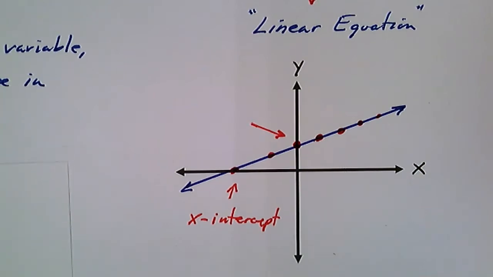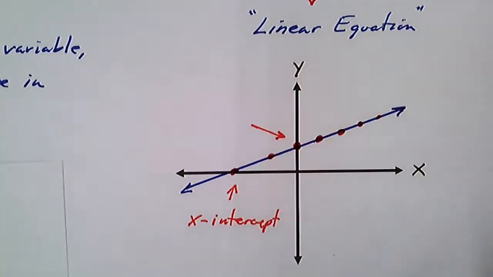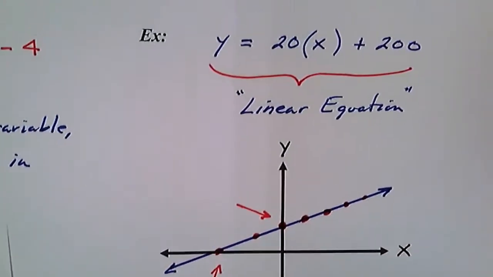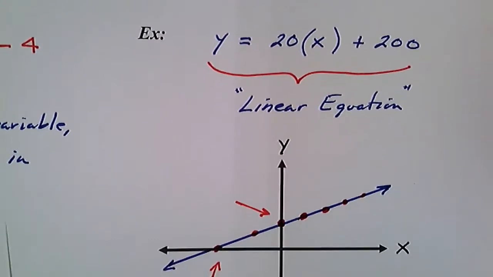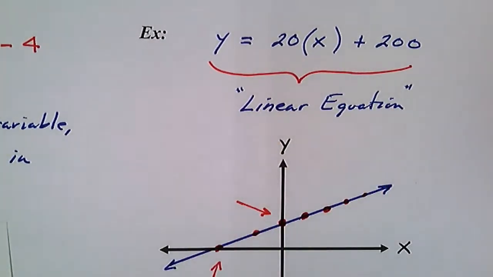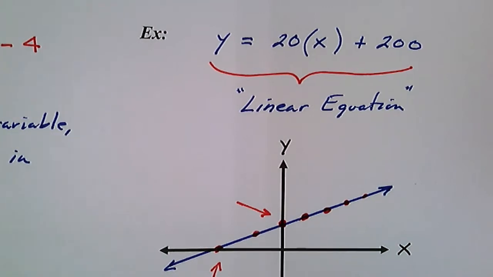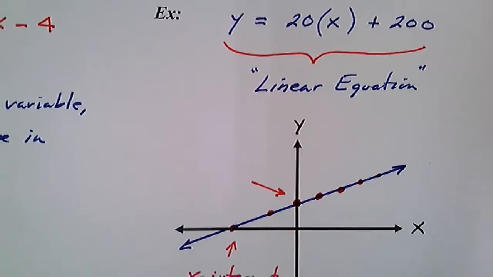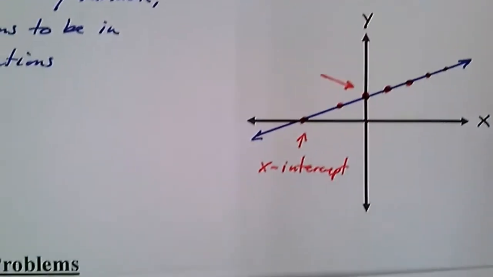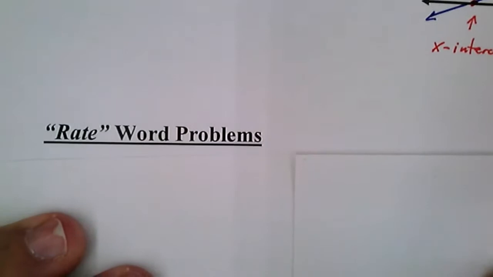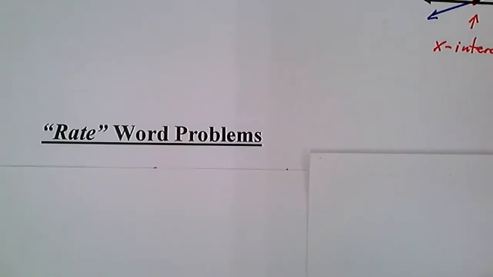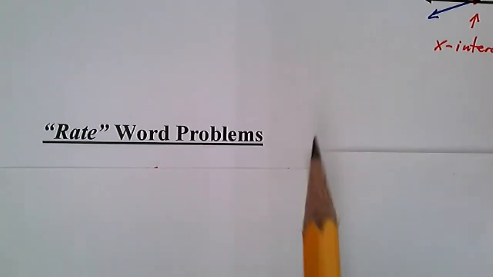Okay, a few more thoughts about these linear equations. This is what we're going to be transitioning to working on. We're going to be working on these two variable equations. Often, when we have two variables, those equations involve what we call a rate. And so I just want to talk a little bit about rate word problems.